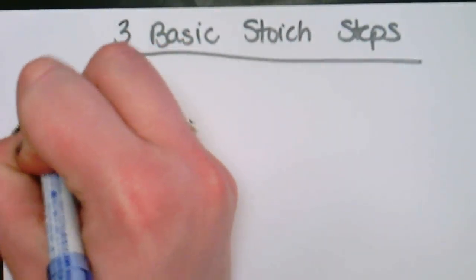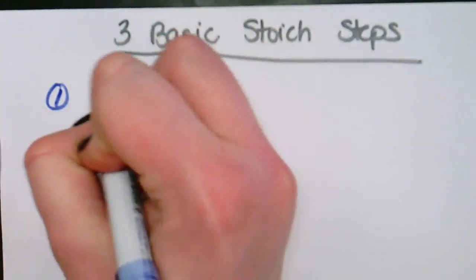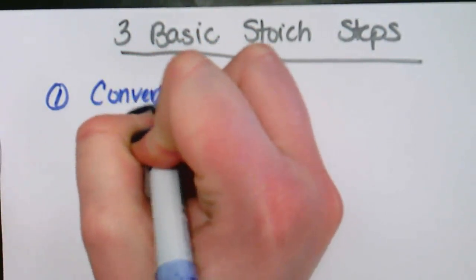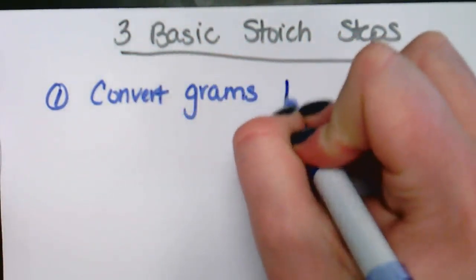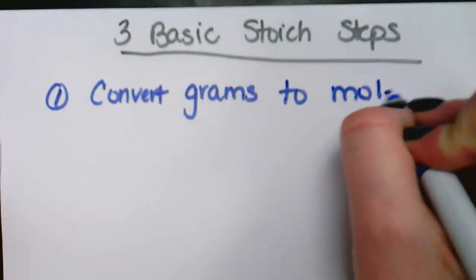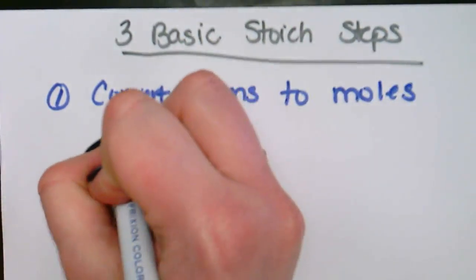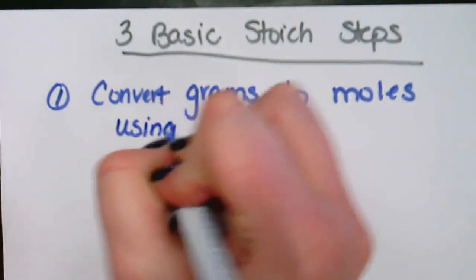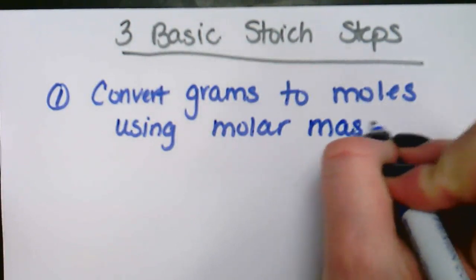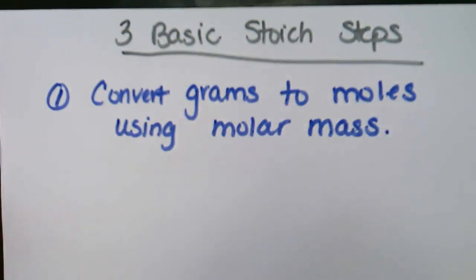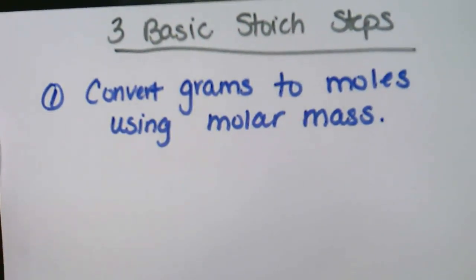So the very first one is to convert grams to moles using molar mass. Okay, that is the very, very first step. Convert grams to moles using molar mass.